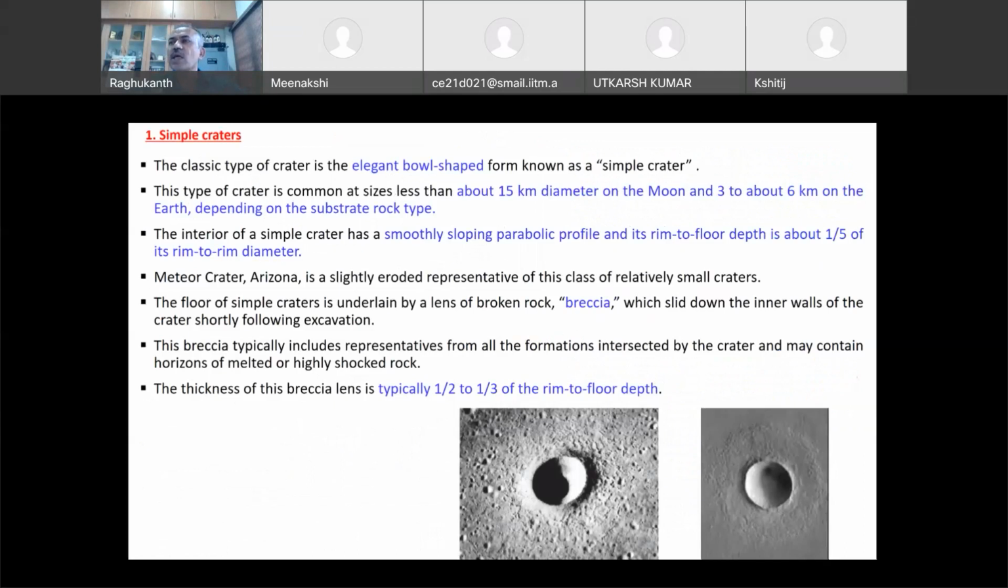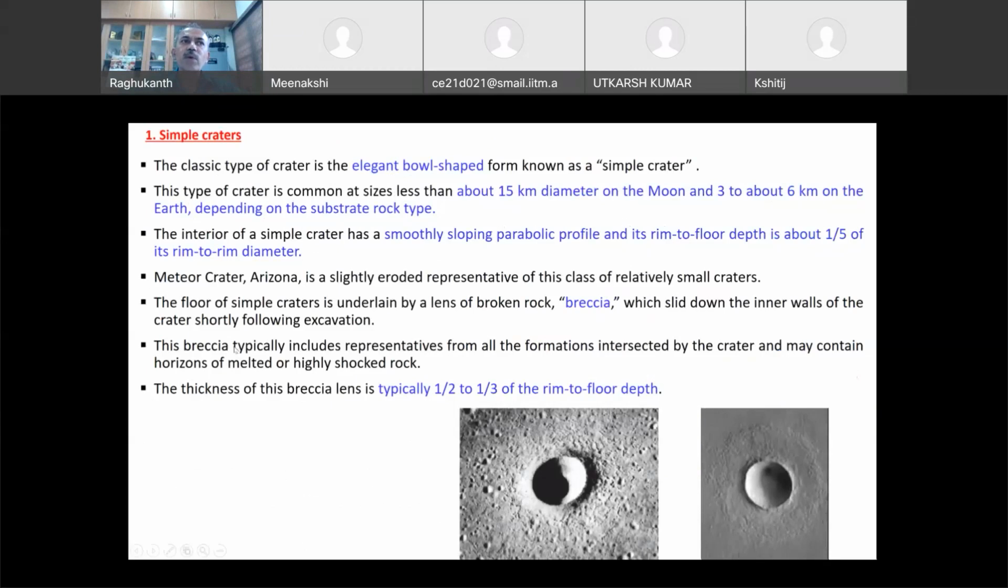This is what people have observed geologically on the Moon as well as Earth, and of course I will show you some numerical simulations also. You can check with the lunar craters, Arizona crater, and others also. Of course, on Earth the only problem is that erosion happens, so you will not get the exact features.